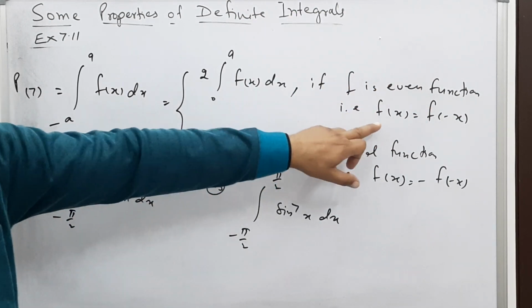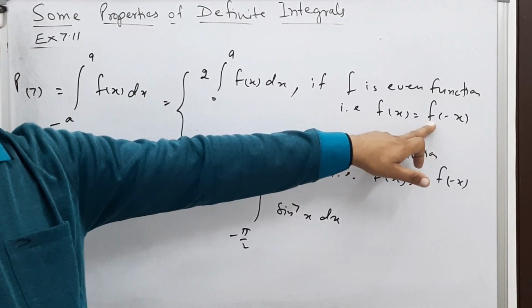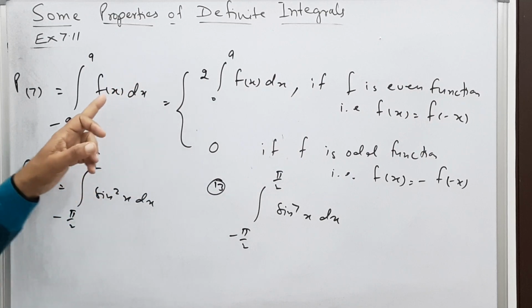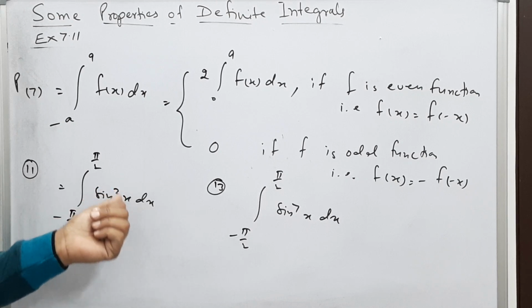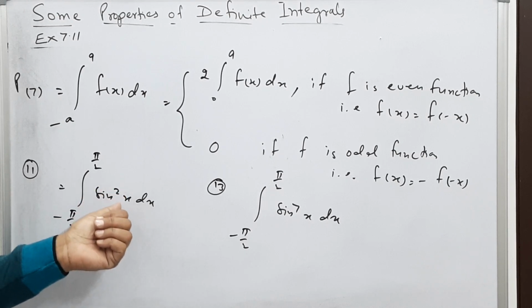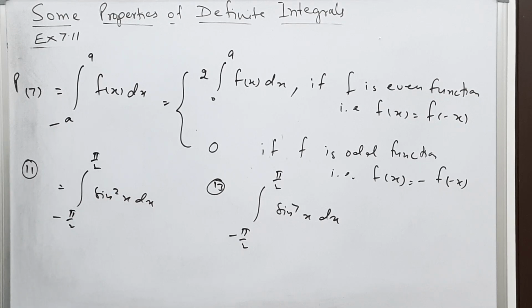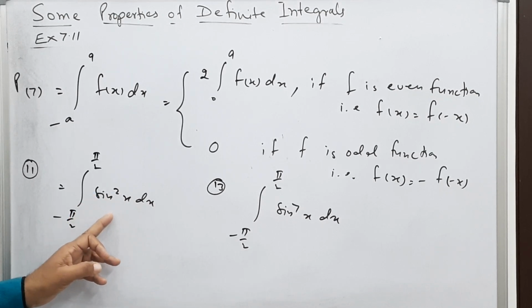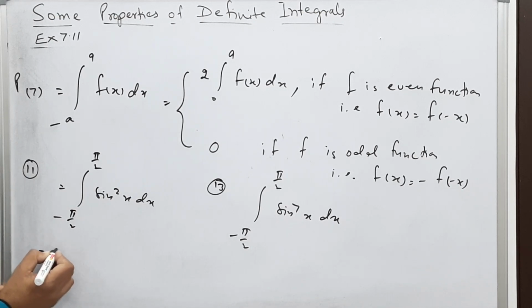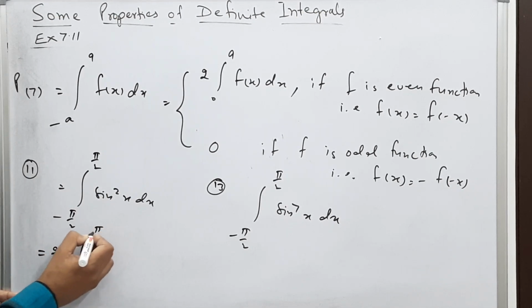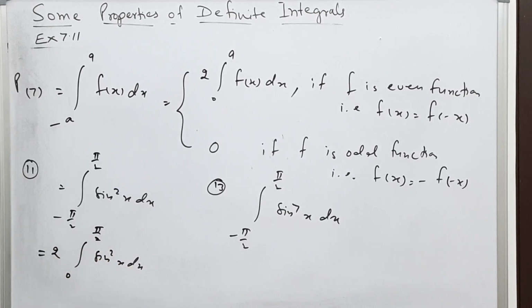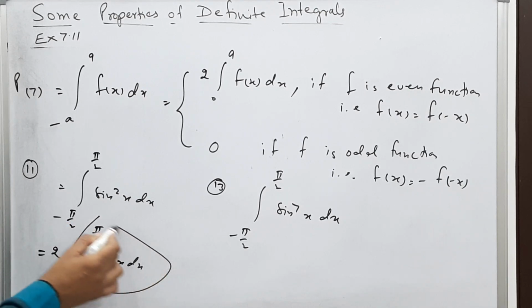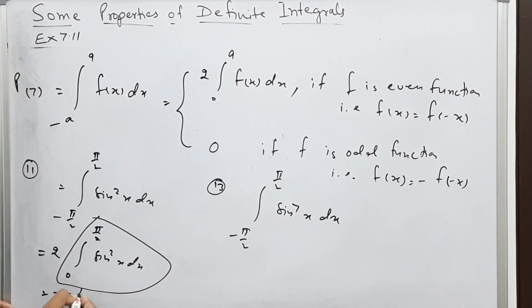Even function means whatever is the value of f(x), that will be the value of f(minus x). Like you see here, this function is an even function: sine square x, or sine square minus x, will be the same. So in this even function, the value of this will be twice the integral from 0 to pi by 2 of sine square x dx. And you all know that this value, question number 1 we have already done, is pi by 4. So the answer of this is pi by 2.